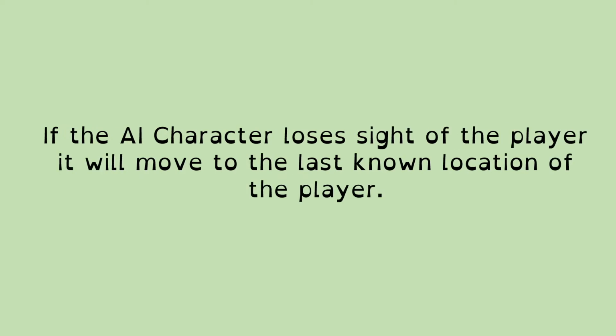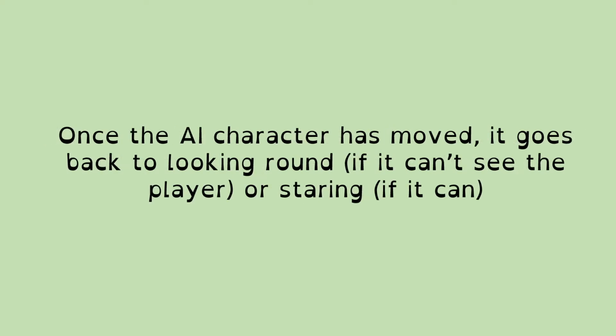Once the AI character has had sight of the player, if it then loses sight of the player, say the player goes around a corner, the AI character will move to the last known location of the player. So it'll go to where it last saw the player. Once it gets there, it goes back to looking around if it can't see the player, or if it does catch sight of the player, it'll revert to the staring. That starts the cycle once again. If it loses sight of the player again, it will again move to the last known location of the player. And now I'm going to remind you where we're up to.